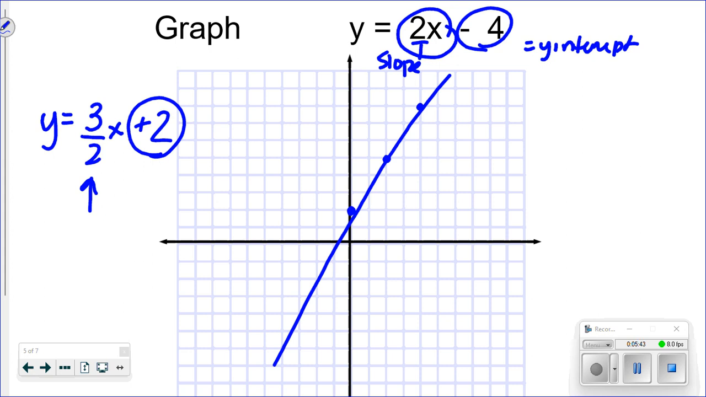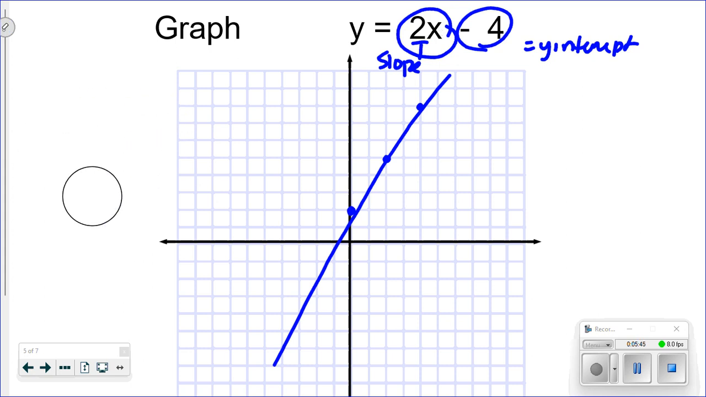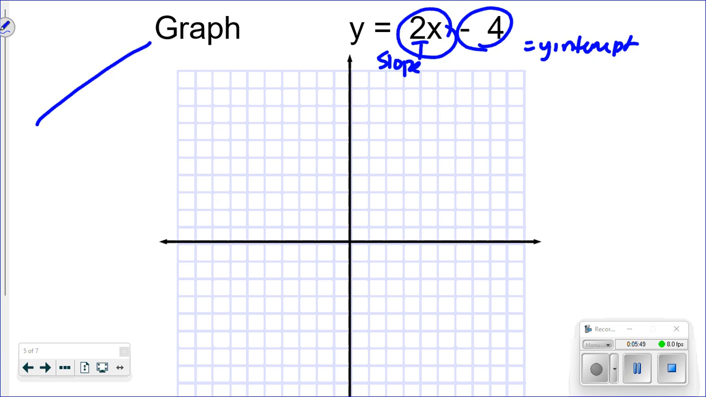I'm going to do one more, and I'm going to do a negative slope. In my last video, I talked about positive slope, which goes like this, but what about negative slope? Negative slope goes like this. So let's say I'm going to graph y equals negative 2 over 1 x plus 3. Okay, so instead of going up with my slope, we're going to go a different way.